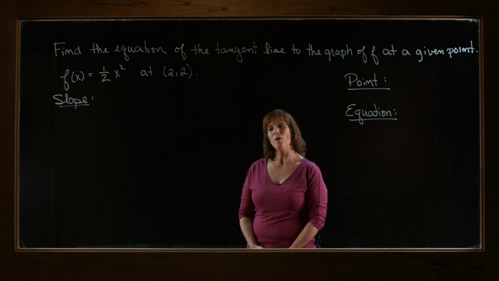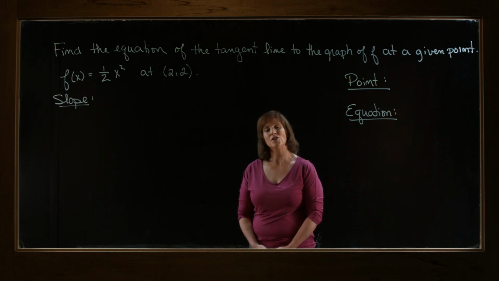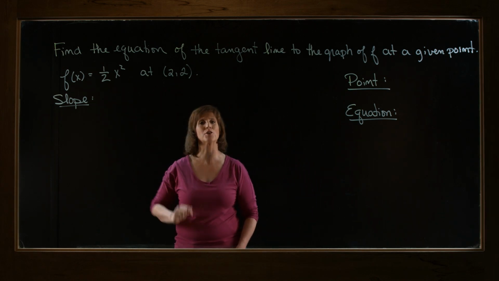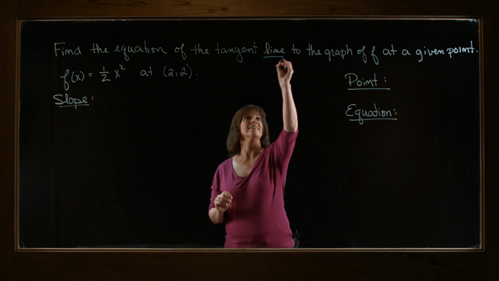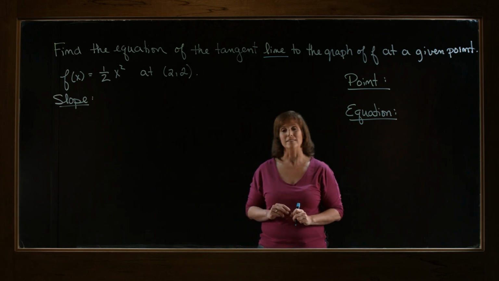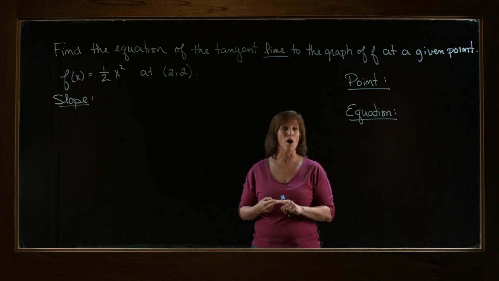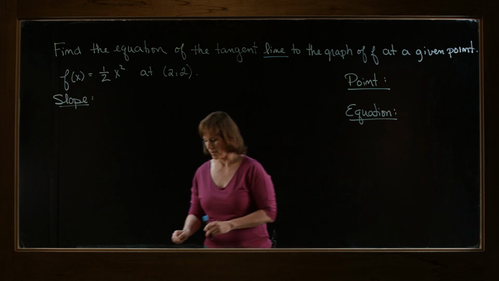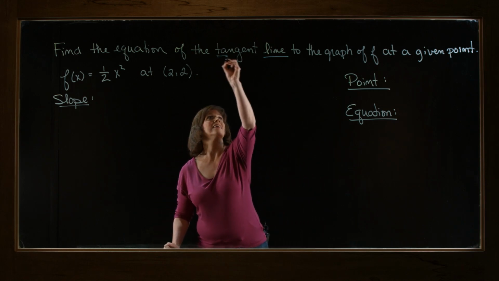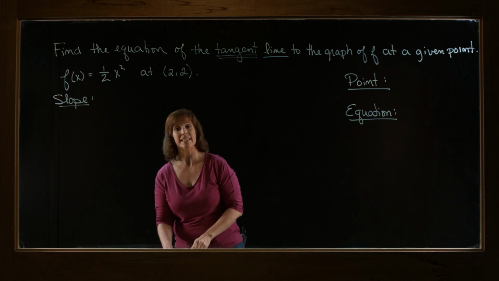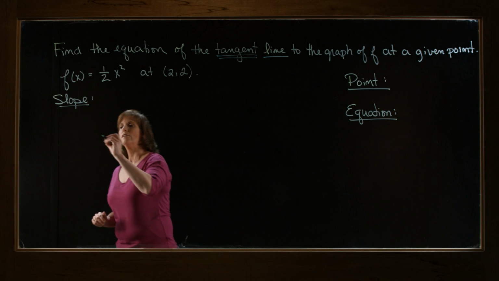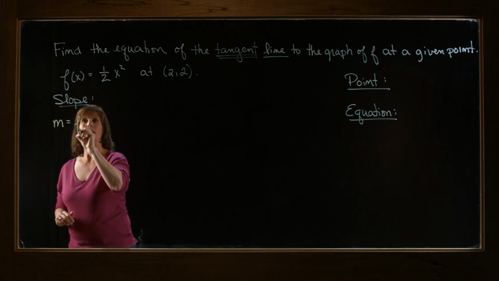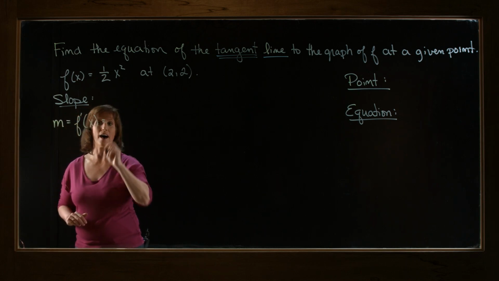Hi, I'm Cheryl Leach. In this problem, we want to find the equation of the tangent line to the graph of a function f at a particular point. Well, in order to find the equation of a tangent line, we need two things. We need the slope of the line, and we also need a point on the line. Because this is the tangent line, I'm going to get the slope by finding the derivative. So the slope is the derivative of my function f.